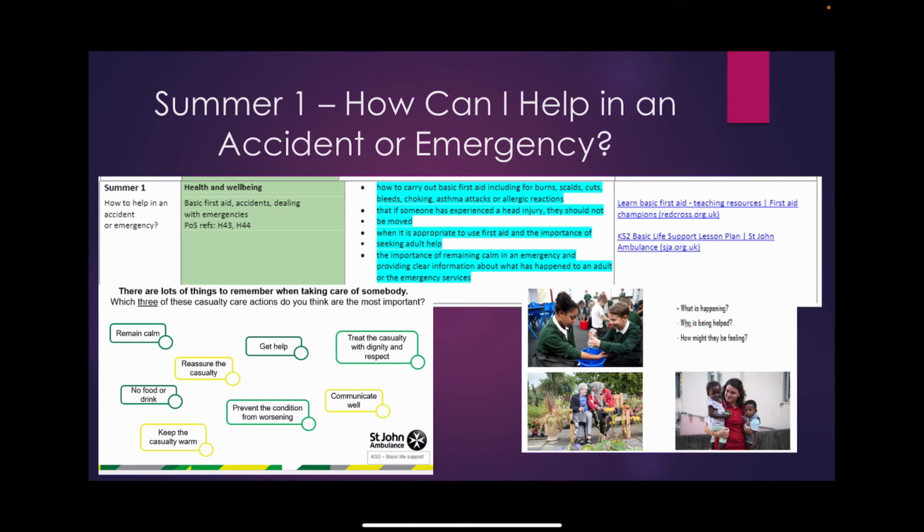Some of the resources we look at in this unit are from the Red Cross website, and we also use the St John Ambulance website for some resources as well.